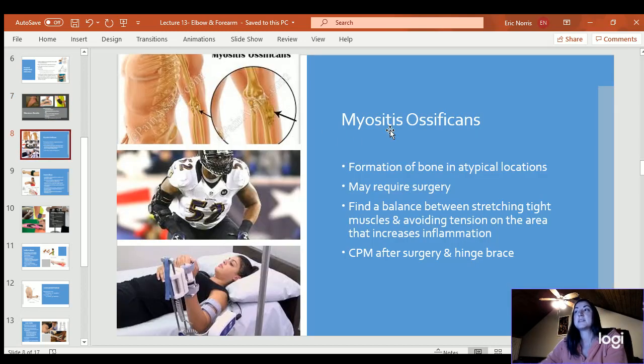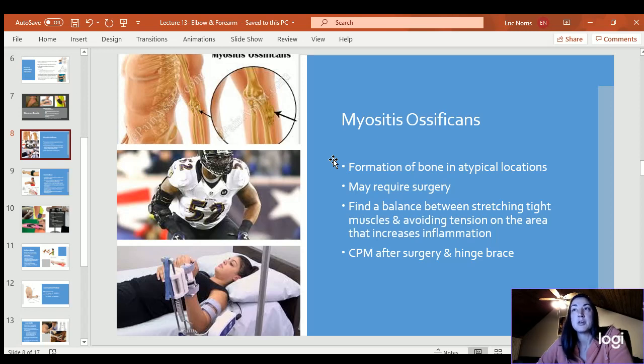All right, Myositis Ossificans. That is the formation of bone in an atypical location. Sometimes that will happen in the elbow, especially after repeated trauma or impact to that area. So this is the extra bone that's forming here. It may require surgery. There's nothing we can do to remove it that's not surgical.